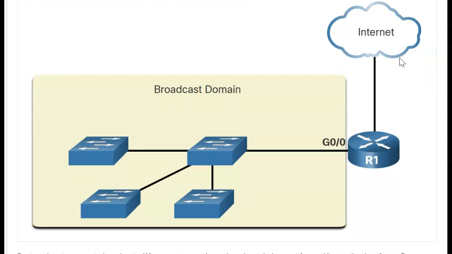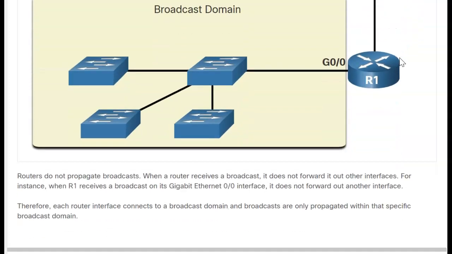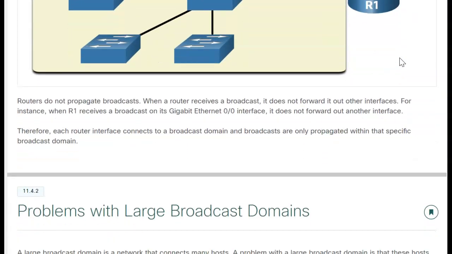So in this picture here, you've got an interface G0/0 that's connected to the router, and everything on those 4 switches is in the broadcast domain. So all those switches, if somebody's looking for information, it will send it to all those other 4 switches, but the second it hits that G0/0 interface, the router does not forward that broadcast message on. So just keep in mind, routers do not propagate that.